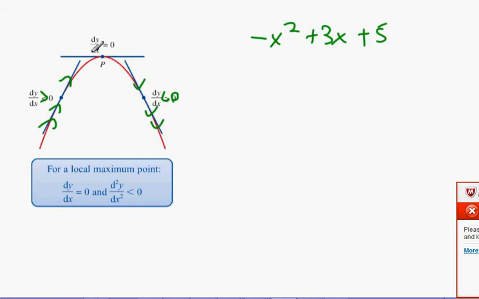This also occurs at the top of it. For a local maximum, your derivative is 0. Why is the derivative 0 at the very top? The slope is going straight across, which makes it 0.